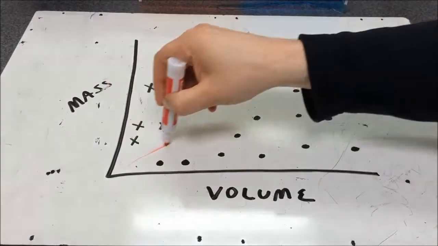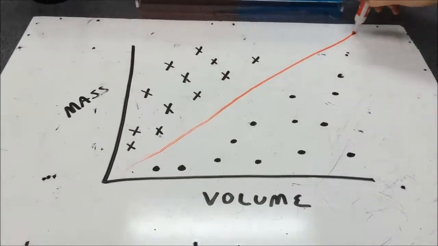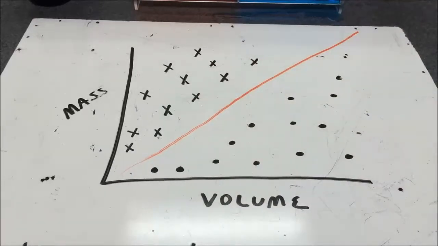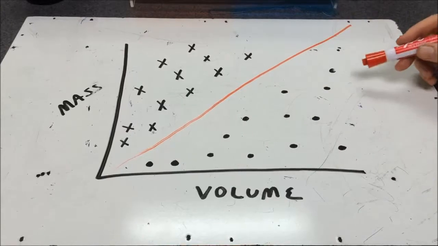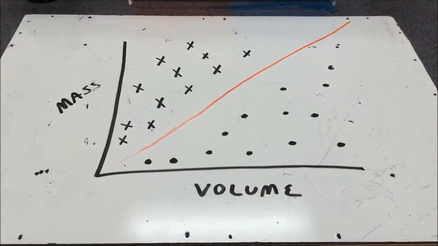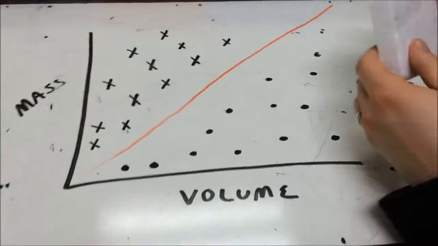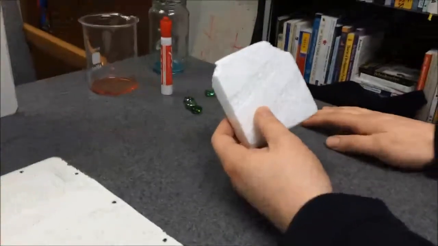We have students plot the density of water, and they end up getting a line right here. We have them do different masses and volumes of water, and they see that no matter what they do, the density of water is always 1. So they start to see that's the case, but then we bring in an interesting question for them.